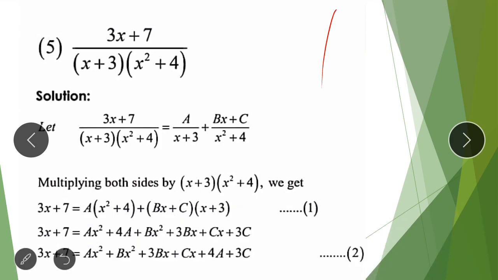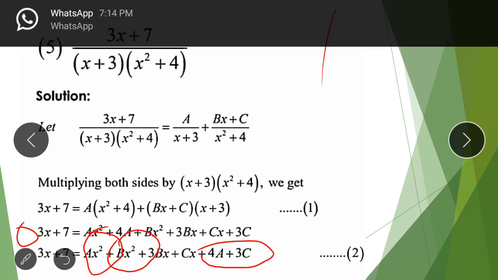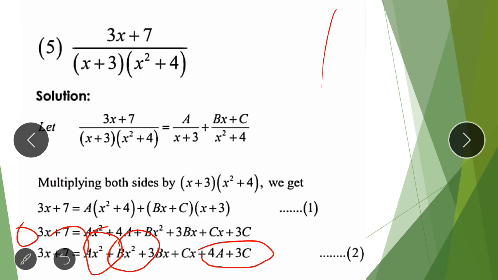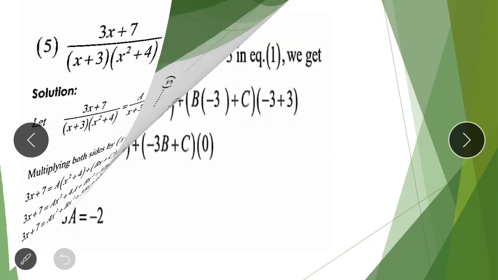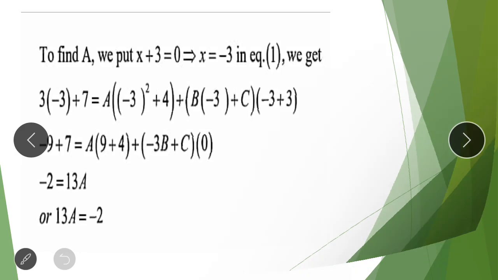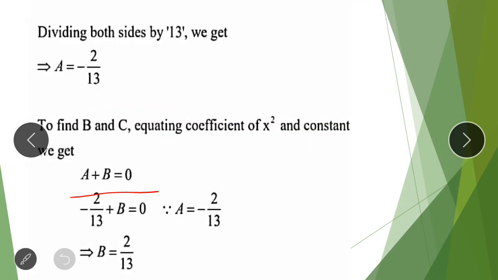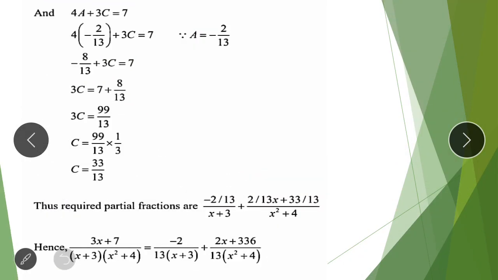The coefficient of x square will be this one, and here we will get 0. So a plus b is equal to 0, whereas the constant terms are 4a plus 3c, and here we have the constant term as 7. So a plus b is equal to 0 and 4a plus 3c is equal to 7 will be the two equations. Now the value of a is put, -2 upon 13, so then the value of b can be found out. The next equation is 4a plus 3c. When the value of a is put, we can find the value of c here.